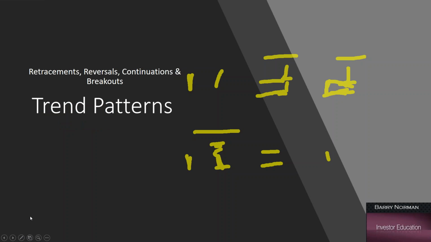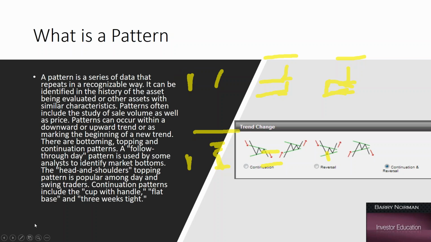Okay, now we have the different trend patterns that could happen. Okay, so what is a pattern? A pattern is a series of data that repeats in a recognizable way. It can be identified in the history of an asset being evaluated or other assets with similar characteristics. Patterns often include the study of volume as well as price.